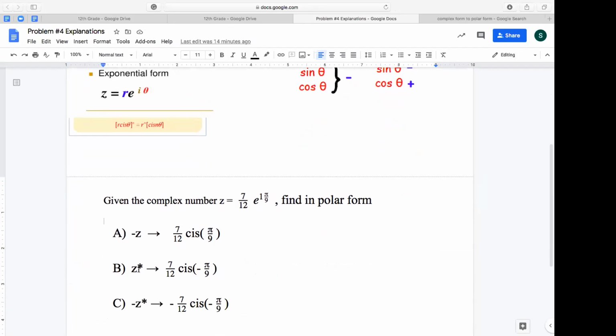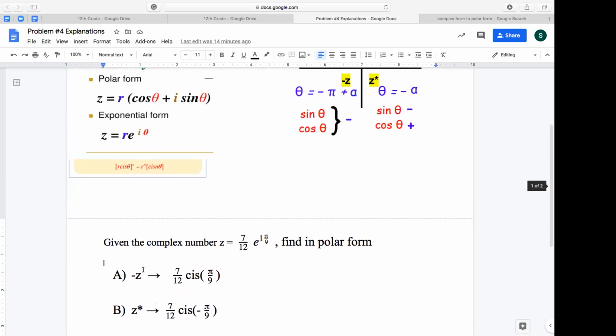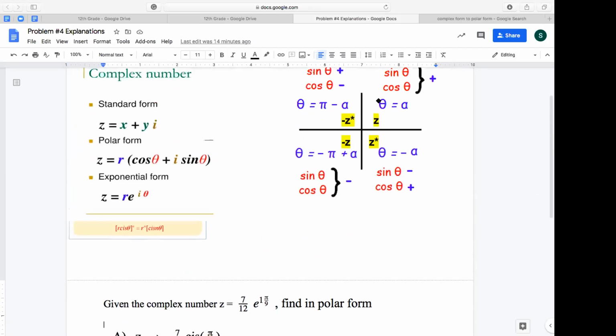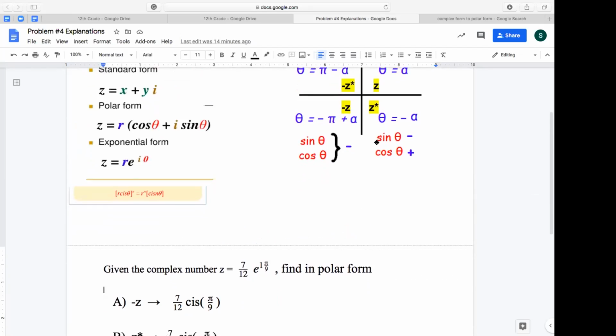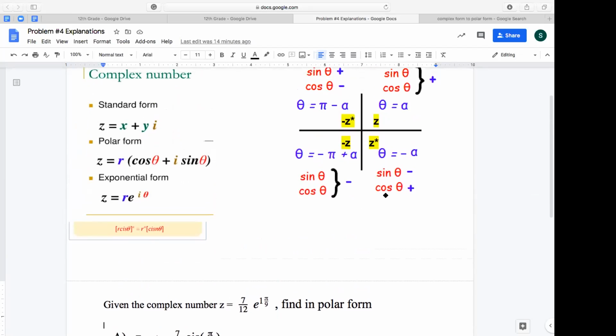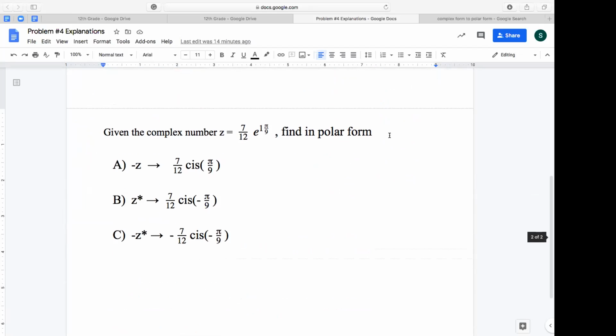And then when you have z asterisk, the asterisk symbol is called the conjugate. Okay, the z conjugate. Then you do the same process, but now the theta is going to be negative pi over 9, because looking at this graph, we see that the z conjugate is in the negative area here.